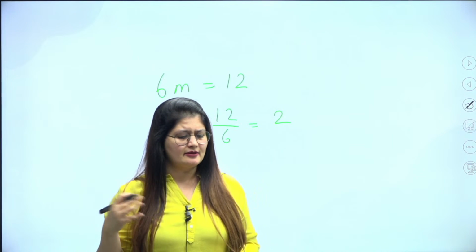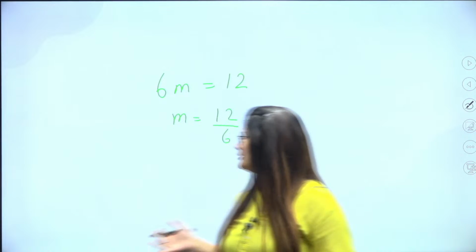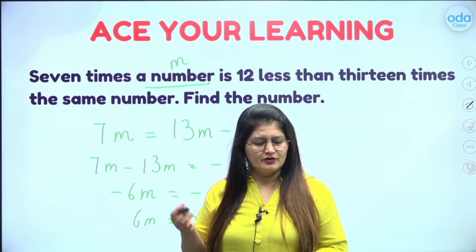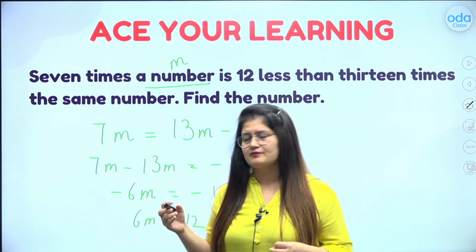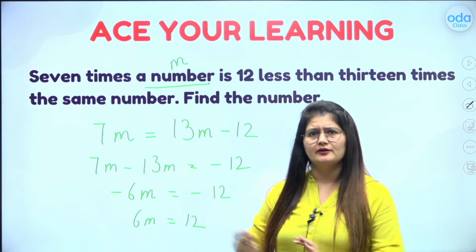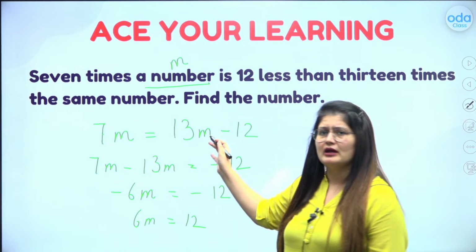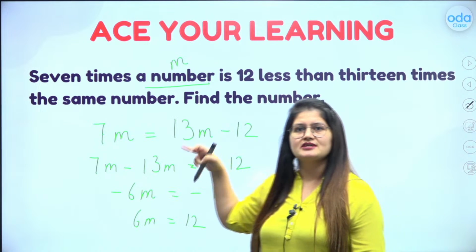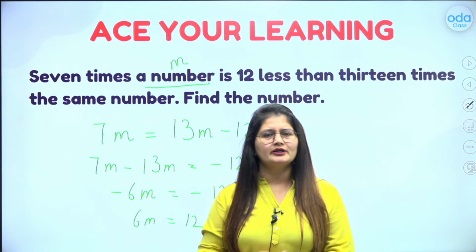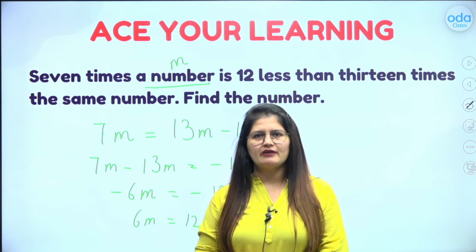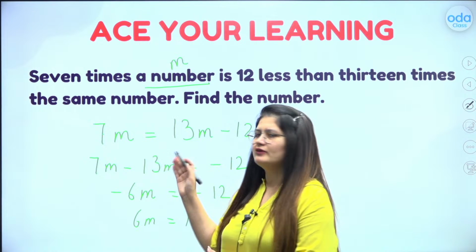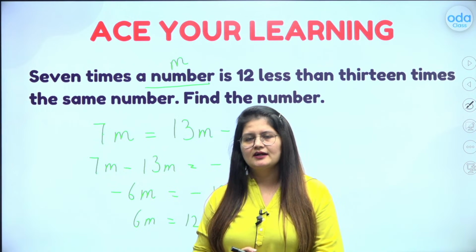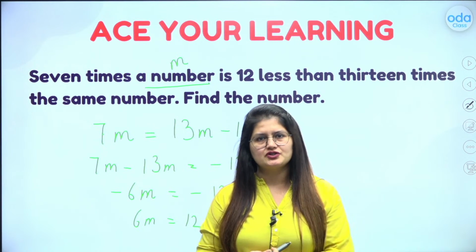So let's understand whether this 2 fits the criteria or not. Yes, let's just see this. 7 times the number is 7m. So if we do 7 into 2, that's 14, right? If we put the value of m here, which is 2, we get 13 times 2 as 26, and 26 minus 12 is again 14. So that means we have got the correct answer to our equation. The solution that we have obtained is right, as we could see that we are getting 14 on both the sides. Clear? Yes?